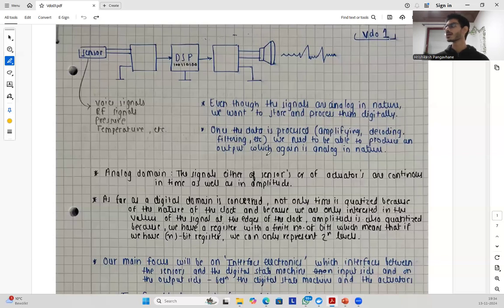Please give me a heads up if the notes are visible. Yeah, they are visible. Perfect.